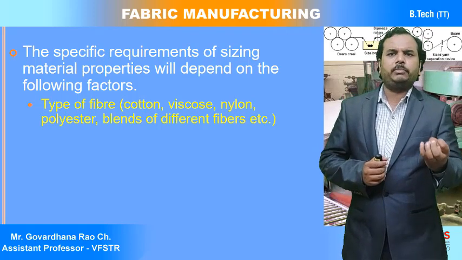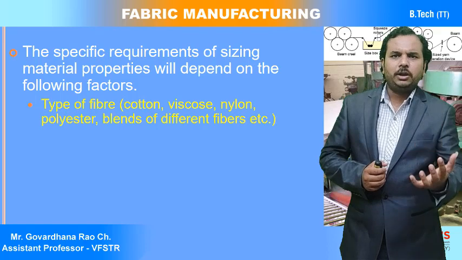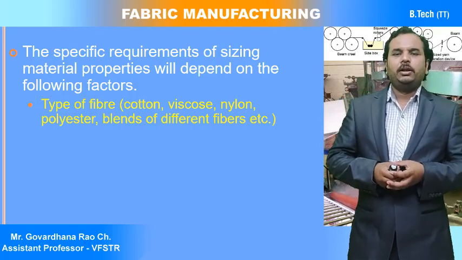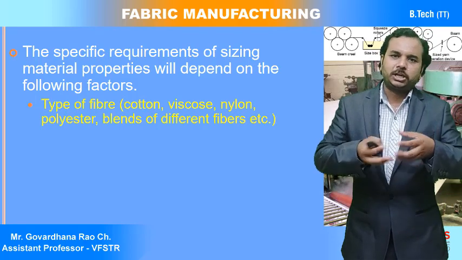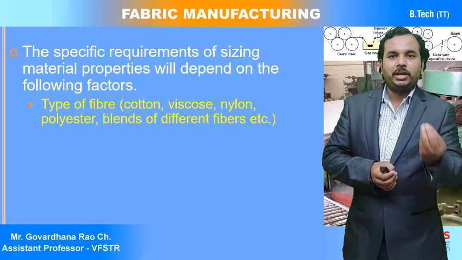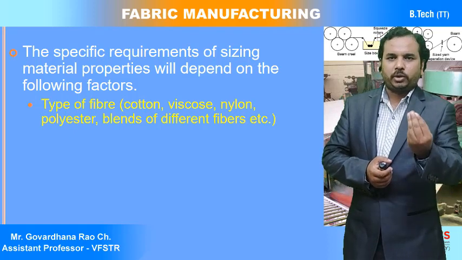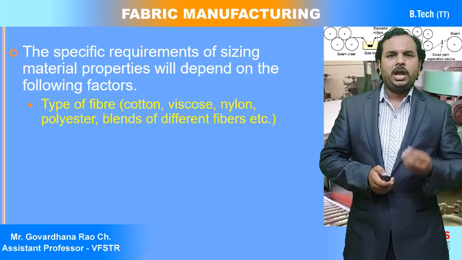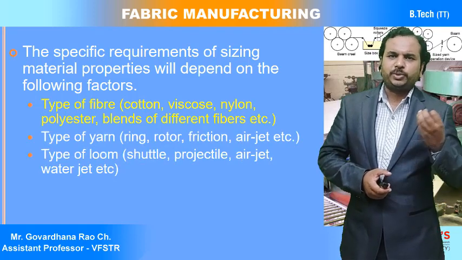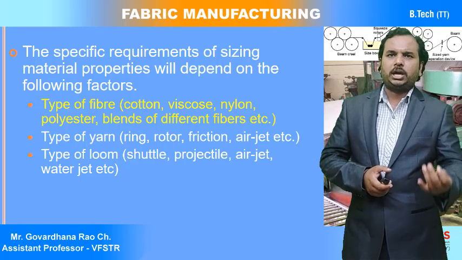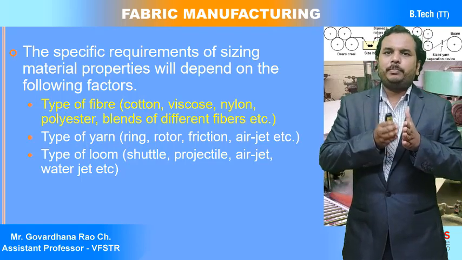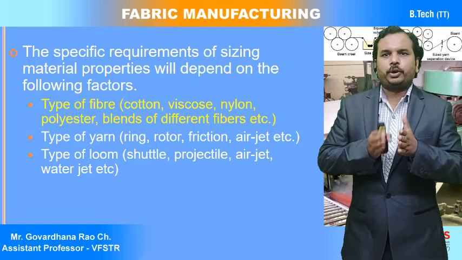Whether it is cotton, viscose, nylon, polyester, cotton-polyester blended yarns, or cotton-polyester-viscose blends, the type of fiber we are using in the weaving process is one of the factors. The second one is the type of yarn, that is, whether it is ring yarn, rotor yarn, or friction yarn. There are different yarn production processes.